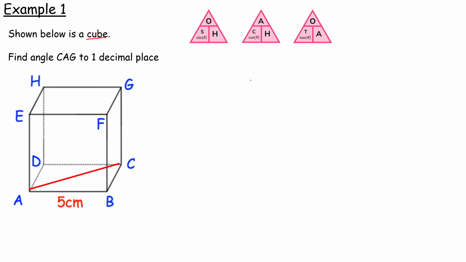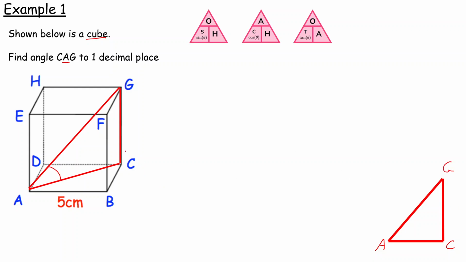Well, first of all, CAG, we've got C to A to G. Angle CAG, the middle one, is the one that you're interested in. So A is this angle here. And this triangle, let's go and draw it down below here. Let's label up the triangle that I've got. I've got A to C, which is down here, and I've got the point G, which is up here.